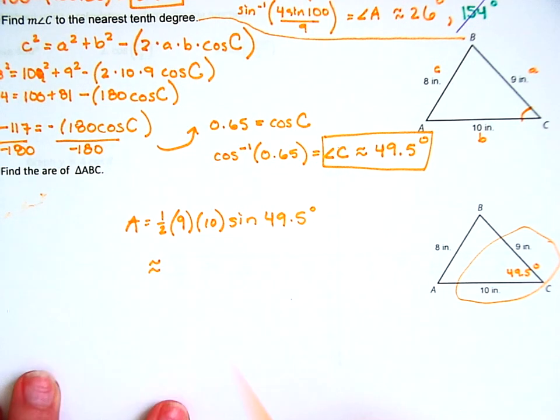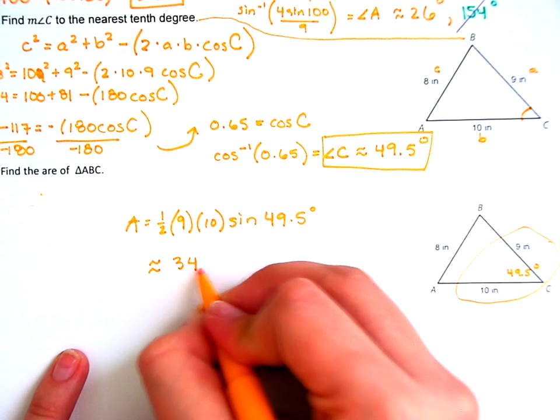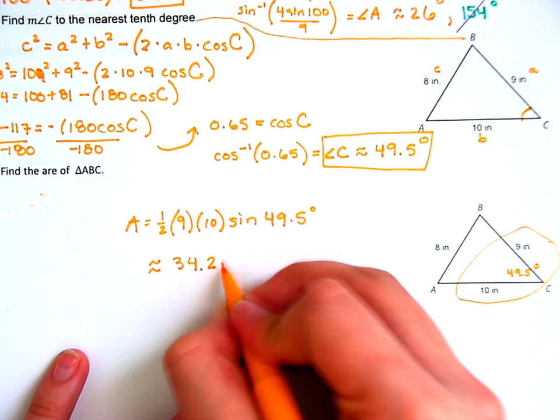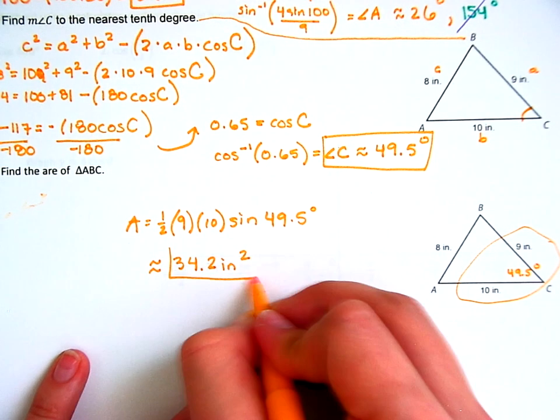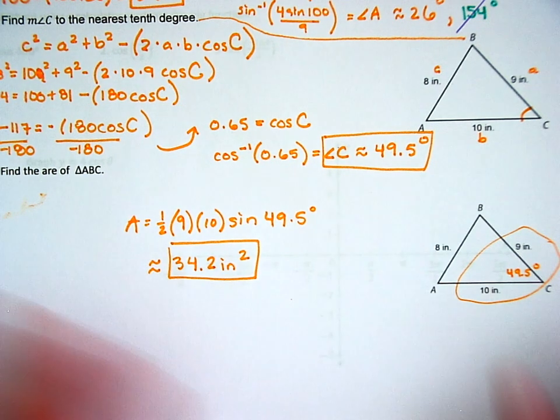All right, and then again, if you plug this all into your calculator, you should get that your area is about 34.2 inches squared, and I just rounded to the tenth. Okay, moving on.